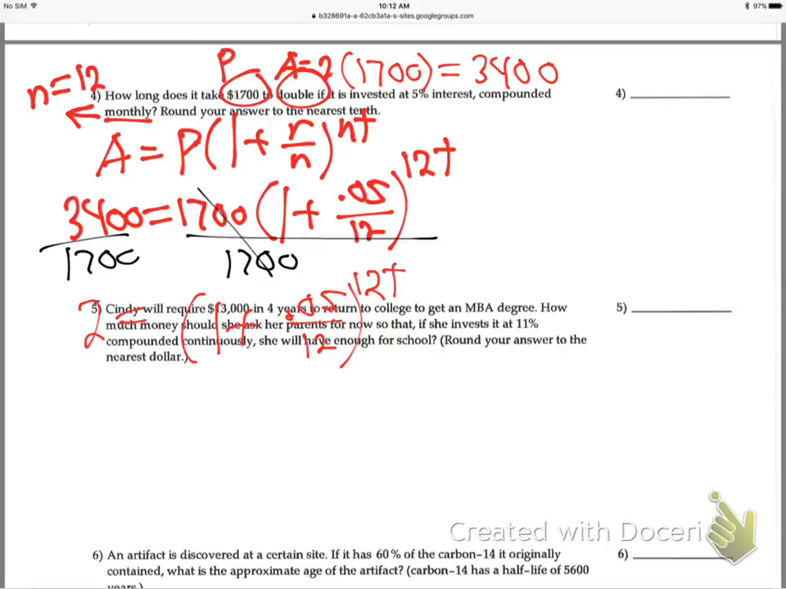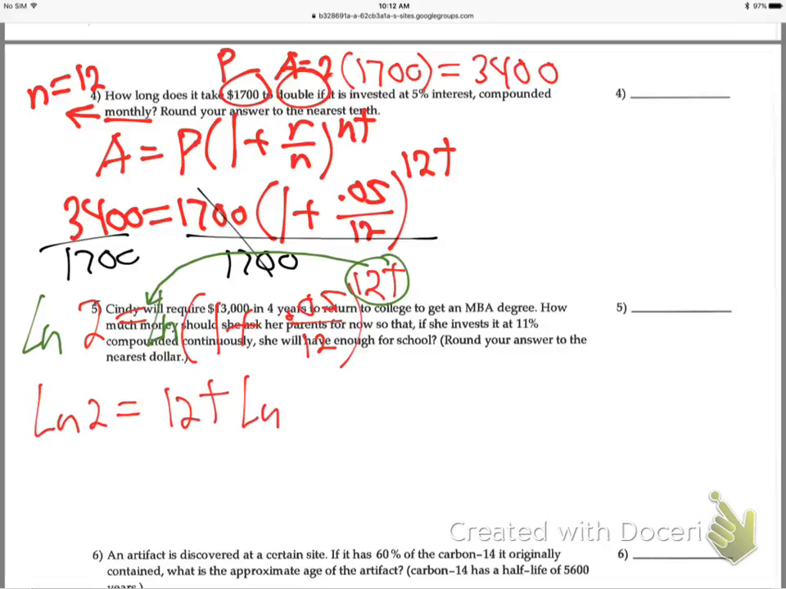Now what do we do? Yeah, because the letters in the power. Natural logs are what get letters out of the power zone. So I'm going to do the ln of both sides, and then the power comes down, right? That's the big step. So ln 2 is 12t, ln of 1 plus 0.05 over 12. Good so far? ln of both sides, got that out of the power.